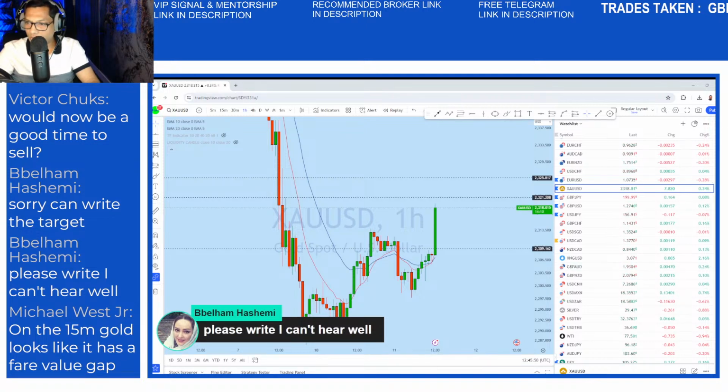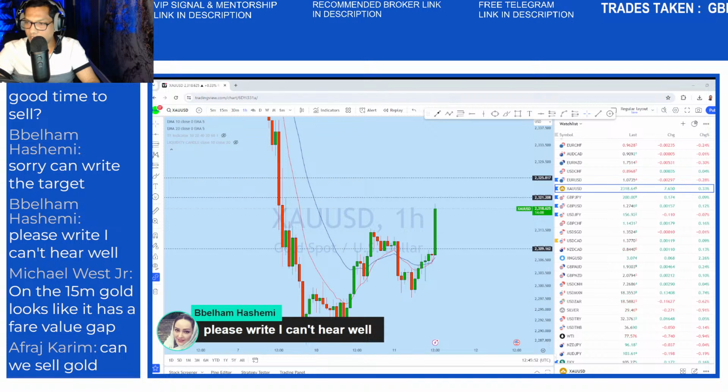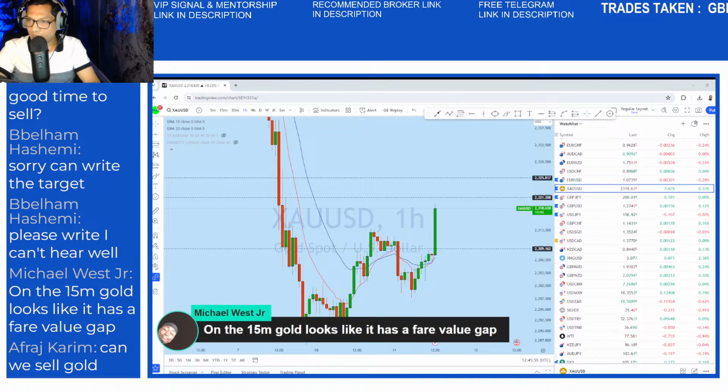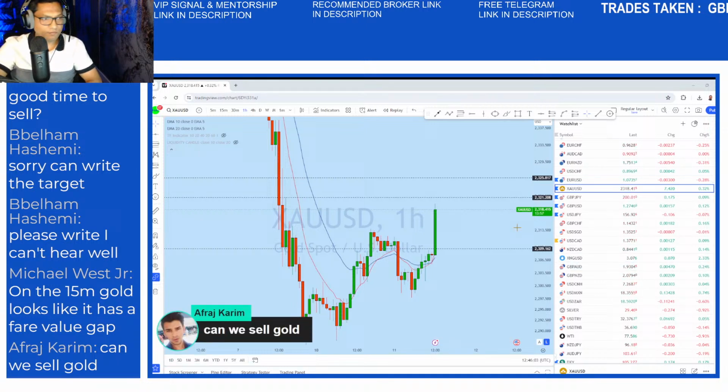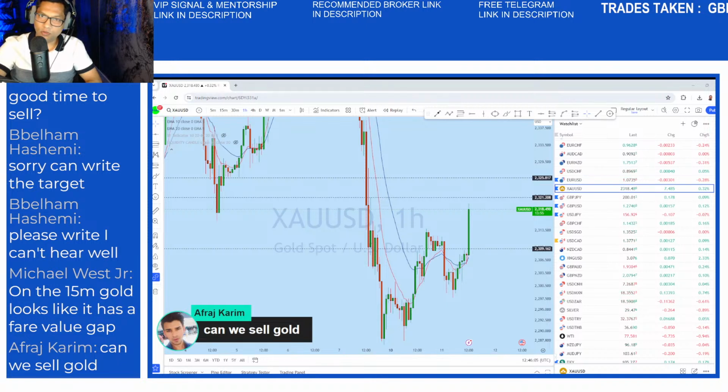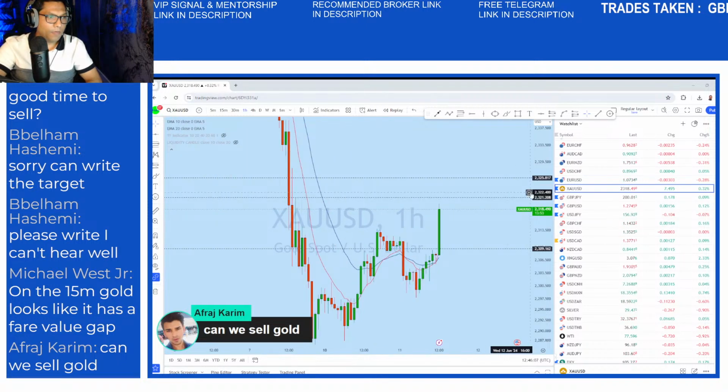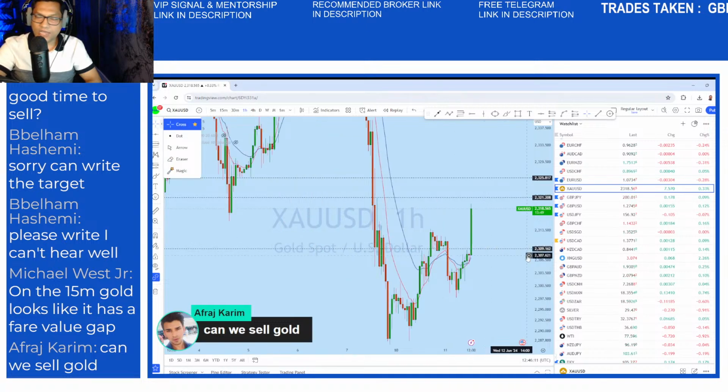On the 15th, gold looks like it has a fair value gap. Yeah, so there is a fair value gap. Yeah, this is a fair value gap. And can we sell gold? Oh, you have a lot of gold. Still no, it's in an uptrend, so we will not be selling at the moment.